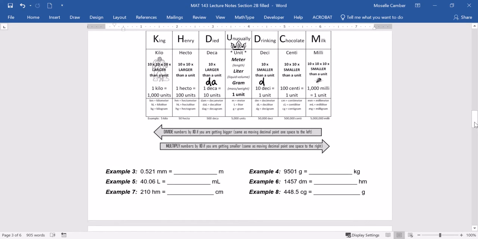So move it to the left, or divide by 10, move to the right, or multiply by 10. So for some examples, let's say we have 0.521 millimeters. So millimeters is all the way here, and we want to go to meters. So we're going to the left from millimeters to meters. So we go 1, 2, 3 places, which means we're going to move this decimal point to the left 3. 1, 2, 3, and fill in the zeros. So this is going to be 0.000521 meters.